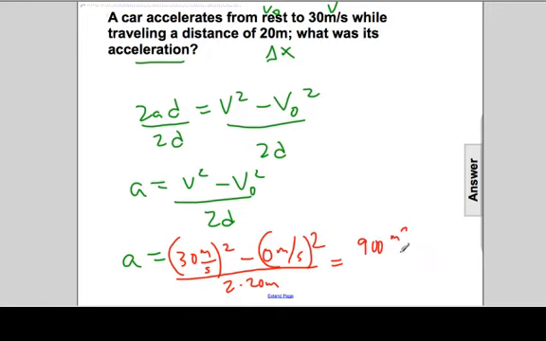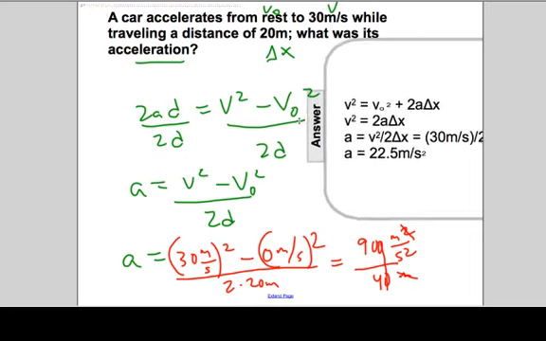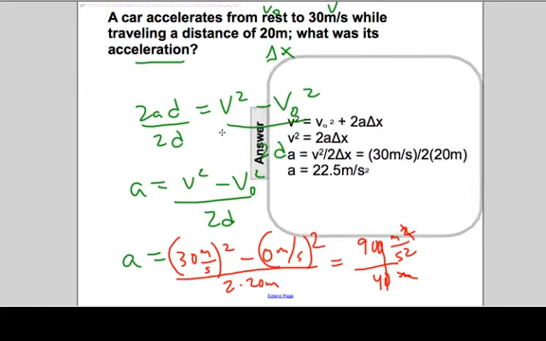meters squared per second squared, divided by 40 meters. So meters will cancel one of the squares. It leaves us with meters per second squared. 90 divided by 4 is the answer, meters per second squared, and that's 22.5 meters per second squared.